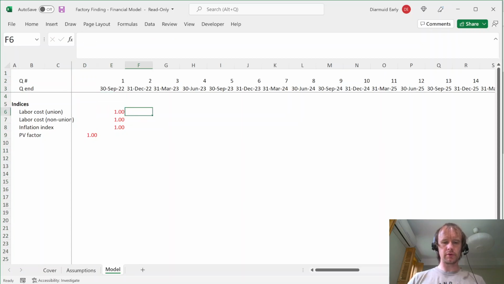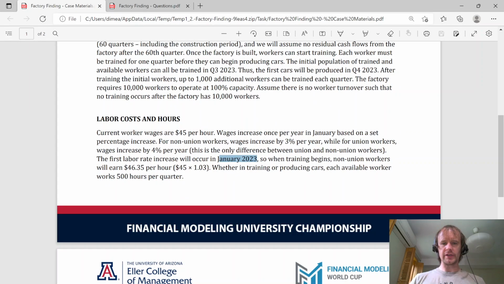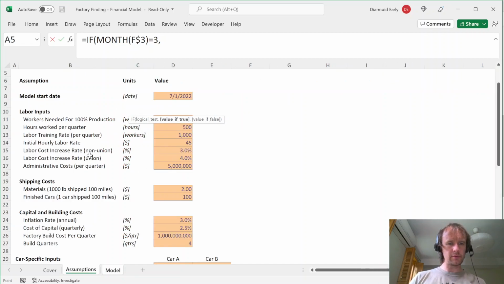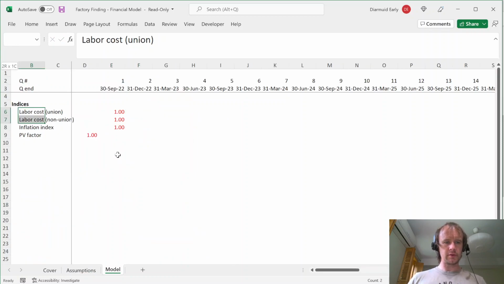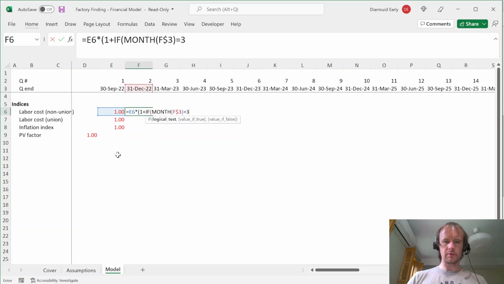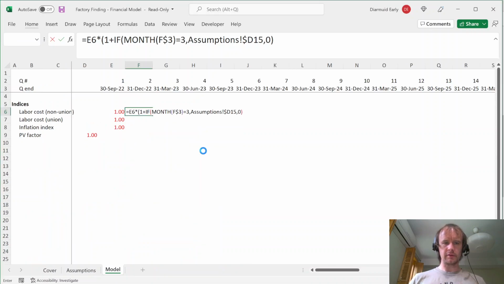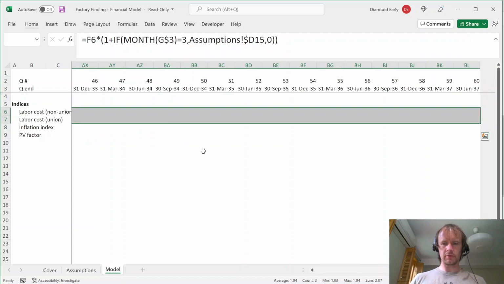And so then my labor cost union. We're told labor cost increases occur in January, so the start of every year. So here I'm going to say if the month of the quarter end. Remember, the quarter end at the start of the year is not month 1 but month 3. So if month equals 3, then, sorry, I've got union above non-union, which is not the same way around as here. So come back here and just sort those, so I have non-union above union. Then, try that again: 1 plus if month of this equals 3, then this, and I'm going to lock in the column but not the row, so I can copy the formula down and it'll point to the 4% for the next one, otherwise 0. And I need a second closing bracket. Good. Sorry, don't copy it down to there. So then hopefully I should find in the next quarter that it goes up by 3%, that goes up by 4%, all good. So carry that across.